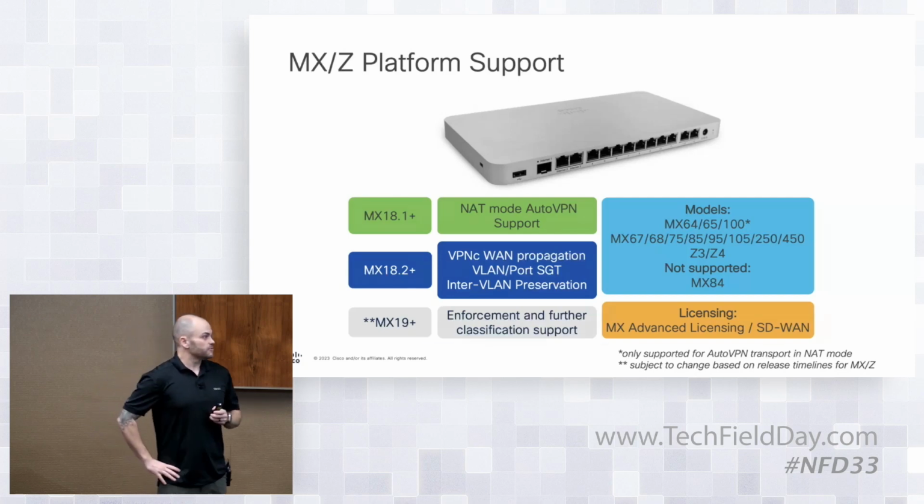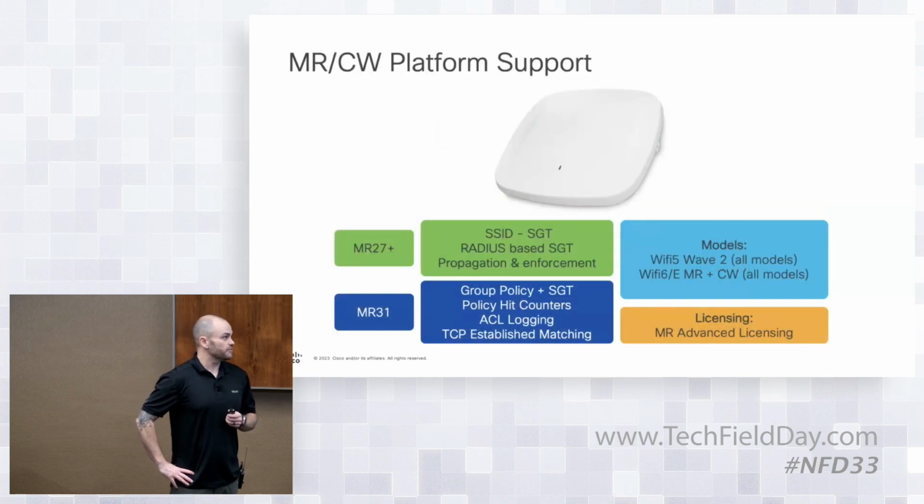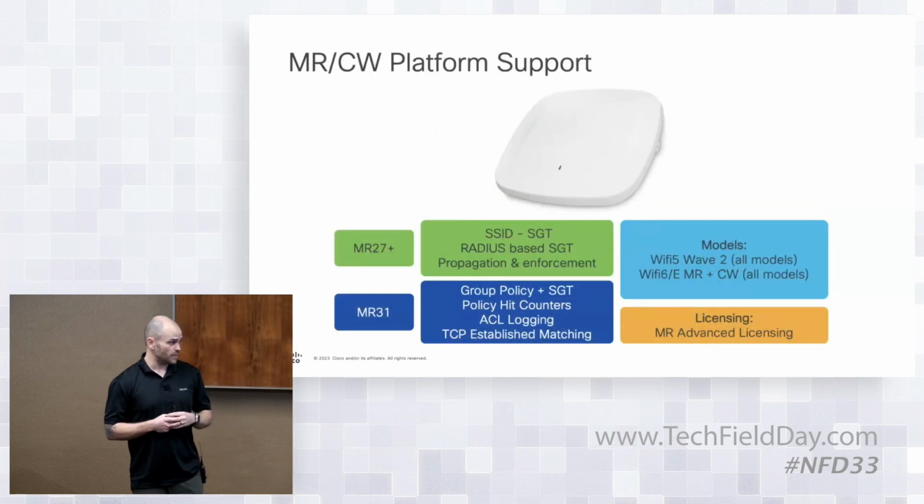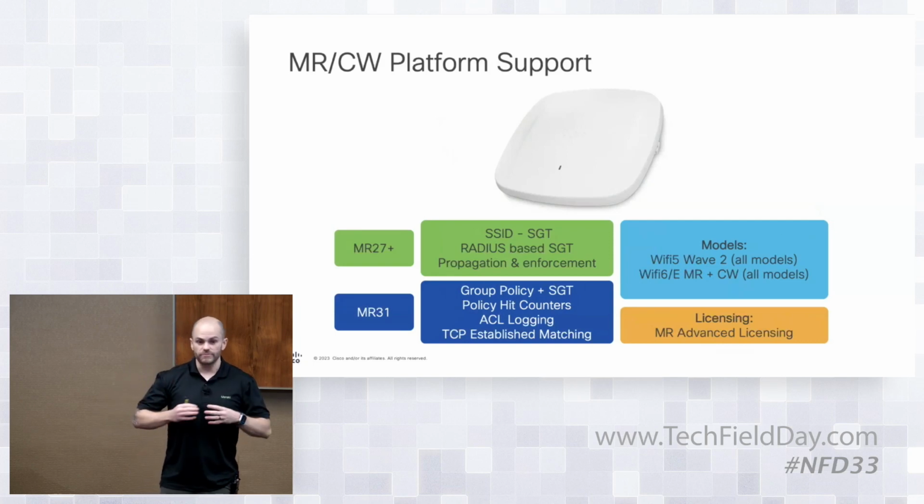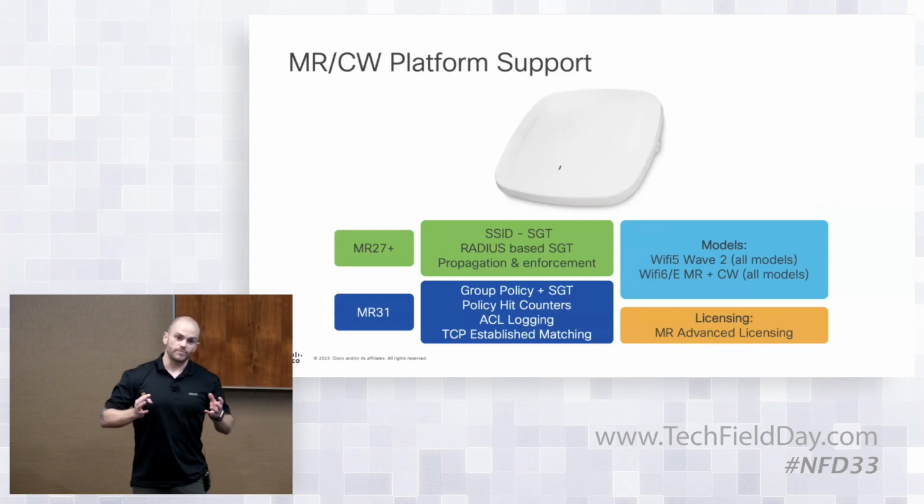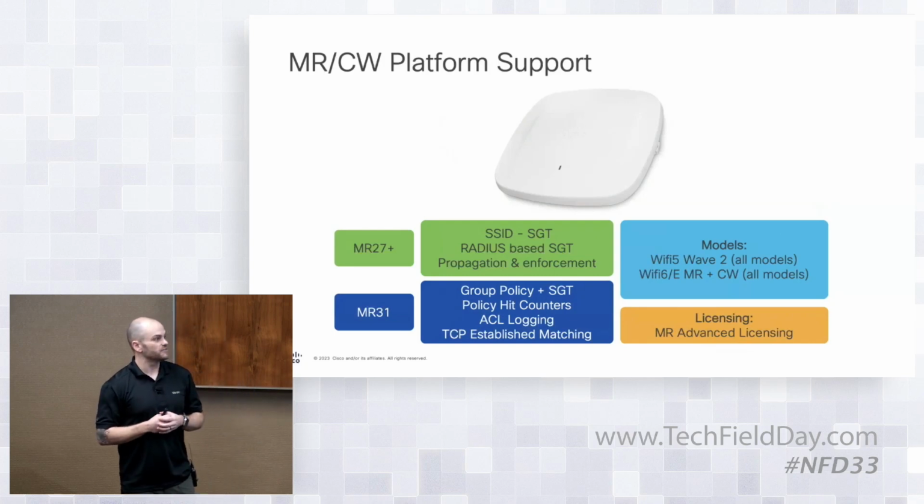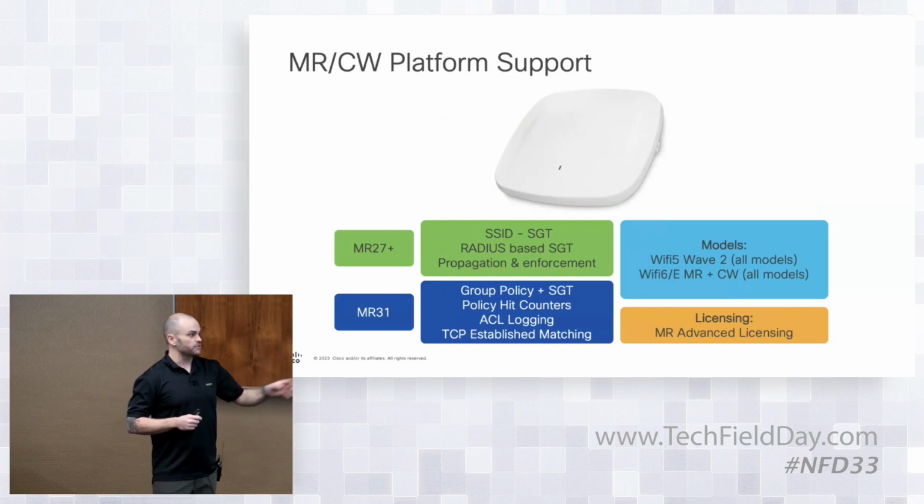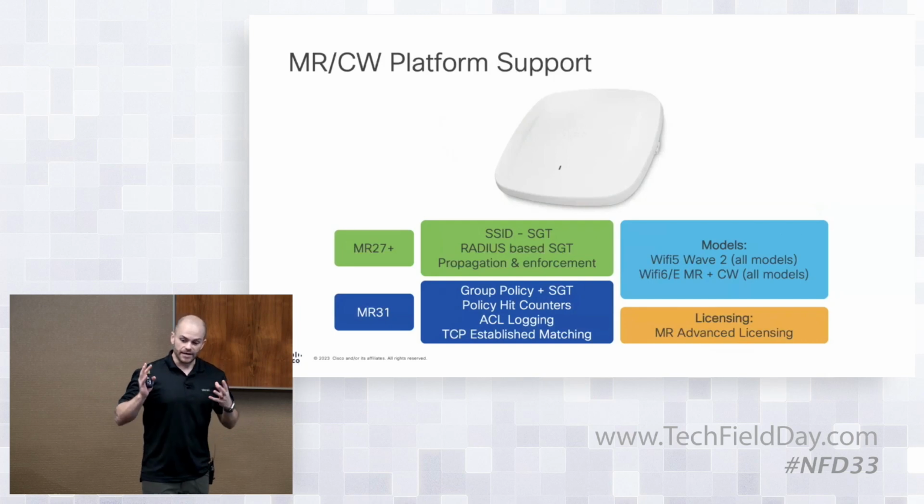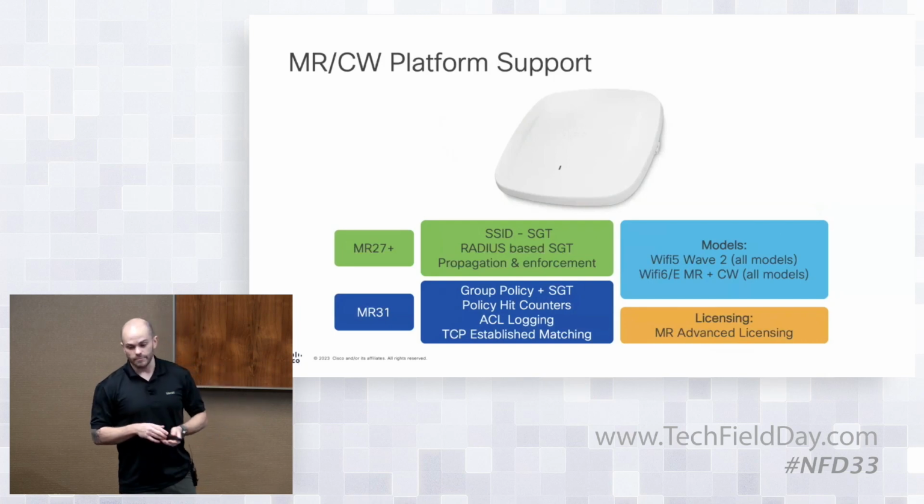And just because I can't leave out wireless, we've had wireless since we launched the solution. And with wireless, we do full enforcement, full propagation. I've had people ask so many times, so the APs don't do anything, right? The switch does. Yeah, no, the APs are 100% part of the topology, part of the enforcement, and do the full classification and micro-segmentation.